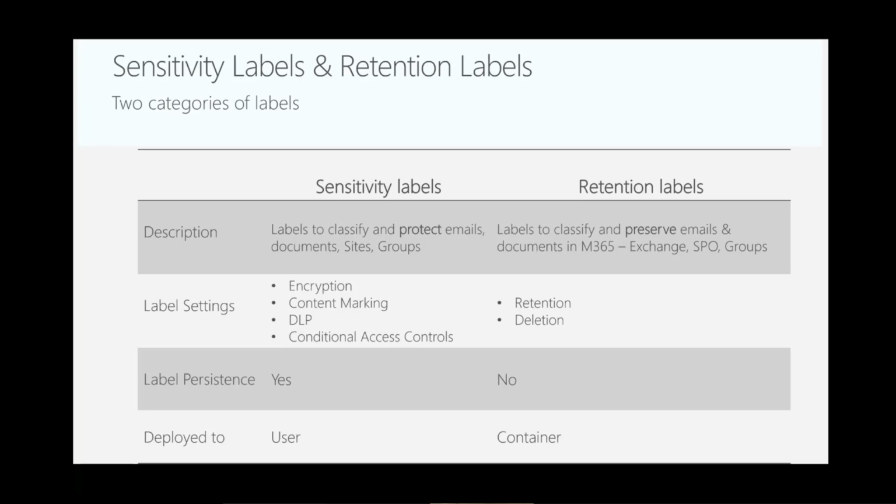So sensitivity labels are built to protect, and they stay and persist with that content. So if I think about data leaving my organization, I've classified that, and it's going to follow along with that. And I deploy that by user.